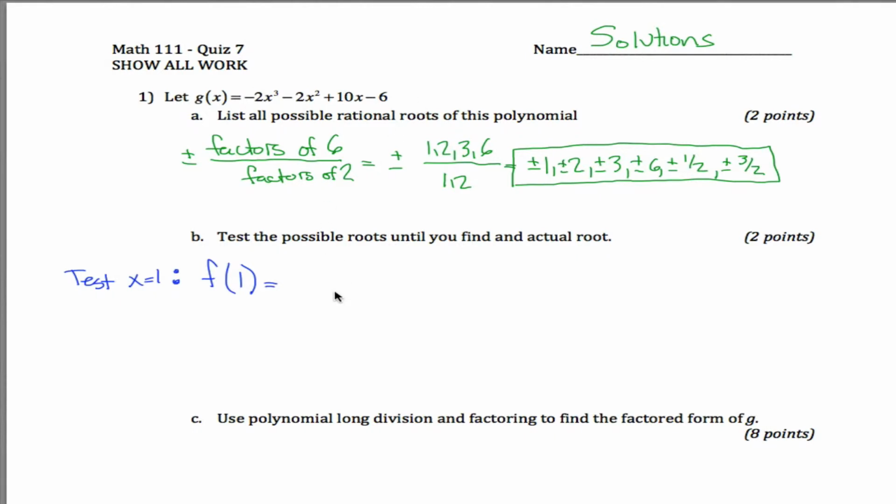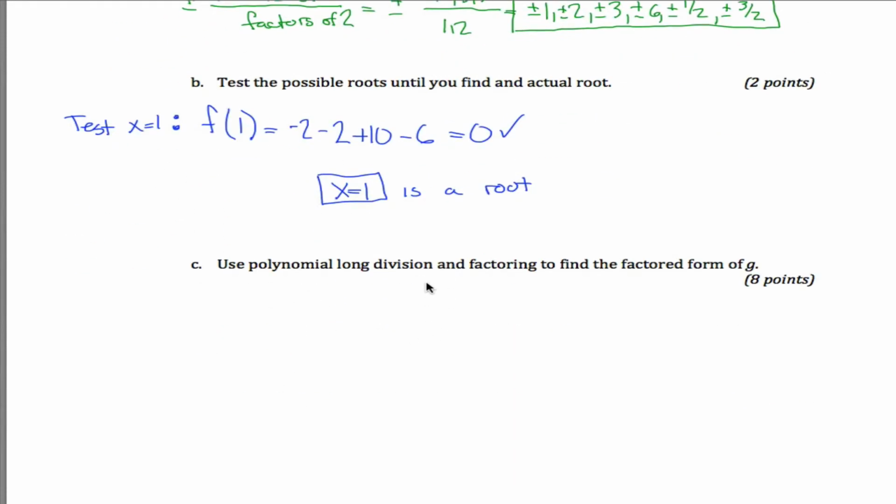So let's try it. Change all the x's into 1s. You get -2 times 1 cubed minus 2 times 1 squared plus 10 times 1 minus 6. I got -10 plus 10 gives me 0. Look at that. One worked right off the bat. Test the possible roots until you find an actual root. x equals 1 is a root. Really, this line would probably be fine, but I'll write this just for the solutions.